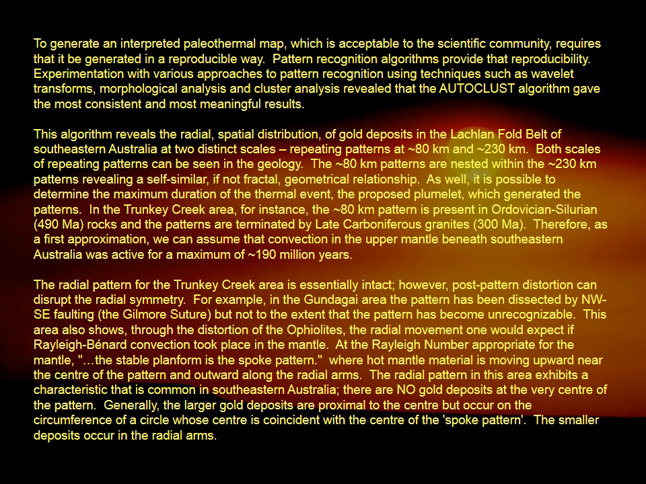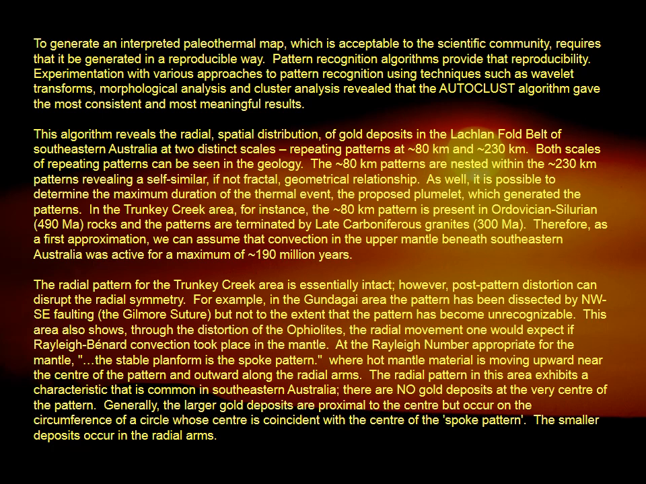This area also shows, through the distortion of the ophiolites, the radial movement one would expect if Rayleigh-Bénard convection took place in the mantle. At the Rayleigh number appropriate for the mantle, the stable planform is a spoke pattern, where hot mantle material is moving upward near the center of the pattern and outward along the radial arms.